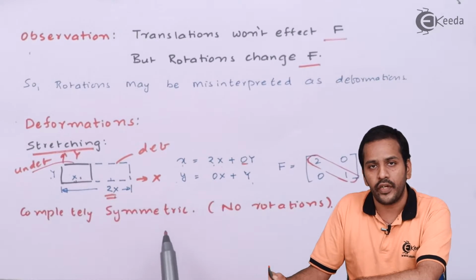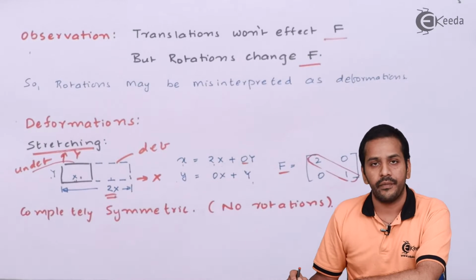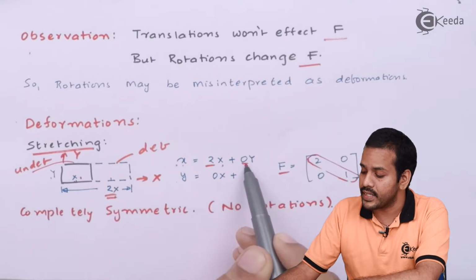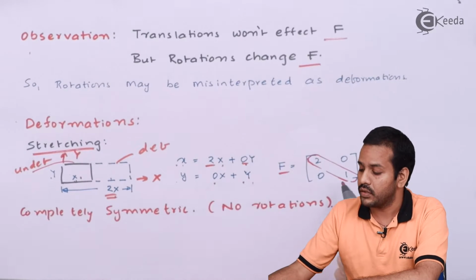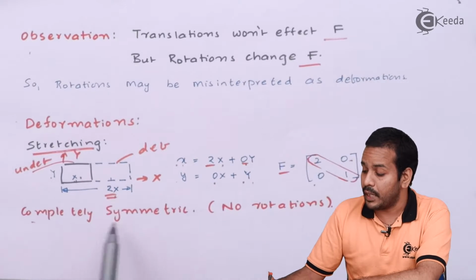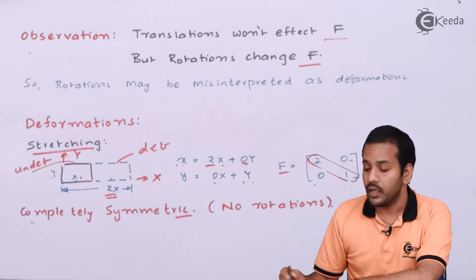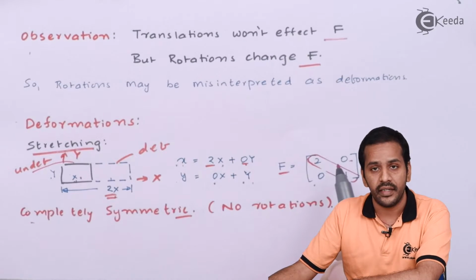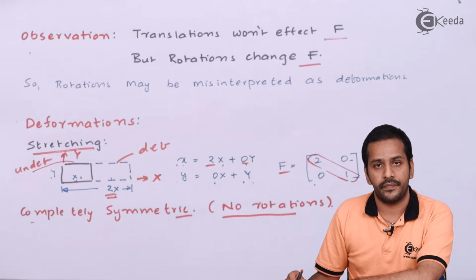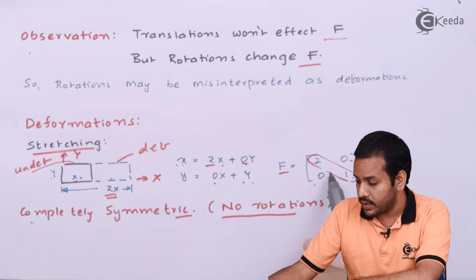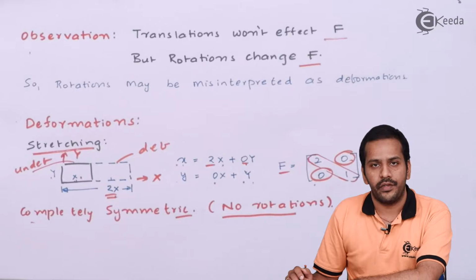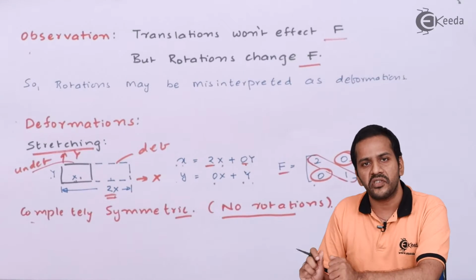Now if you calculate F here, F can be represented as ∂x/∂X is 2, this is 0, this is 0, and this is 1. So 2, 0, 0, 1. If you observe this F, it is completely symmetric. This symmetry represents that in this deformation, no rotations happened, because the off-diagonal terms are completely 0. So no rotations happened here, only stretching.